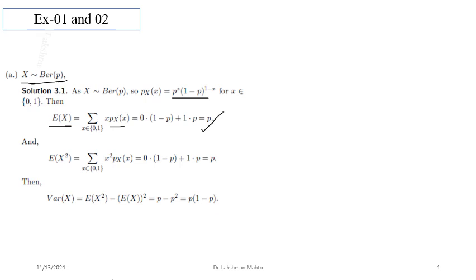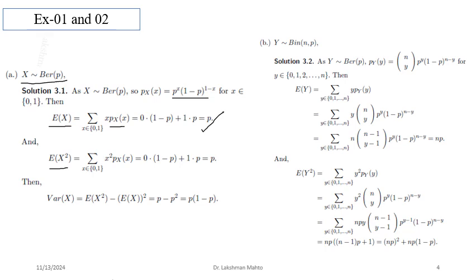Now we can compute the variance of the random variable directly, but we will not go for that. We will compute the second moment, that means expectation of X square. Here, in place of X, we are taking the random variable g of X equal to X square. So we are taking the weighted sum of X square, that is X square into p of X. If X equal to 0, the square of 0 is 0, and the weight of 0 is 1 minus P, so 0 times 1 minus P. If X equal to 1, the square of 1 is 1, and the weight of 1 is P, so 1 times P. So again, expectation of X square comes as P.